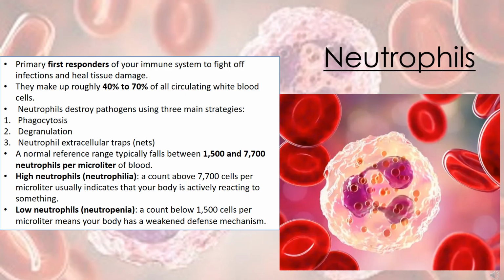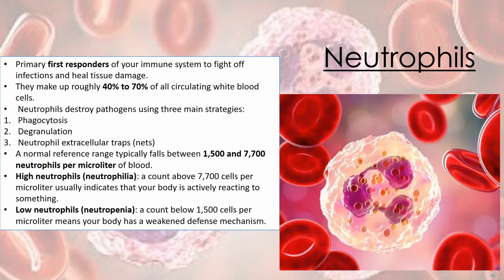Neutrophils are the most common type of white blood cell in your body, acting as the primary first responders of your immune system to fight off infections and heal tissue damage. They make up roughly 40% to 70% of all circulating white blood cells. Produced constantly in your bone marrow, these highly mobile cells quickly travel through blood vessel walls to reach sites of acute inflammation or bacterial and fungal invasions.